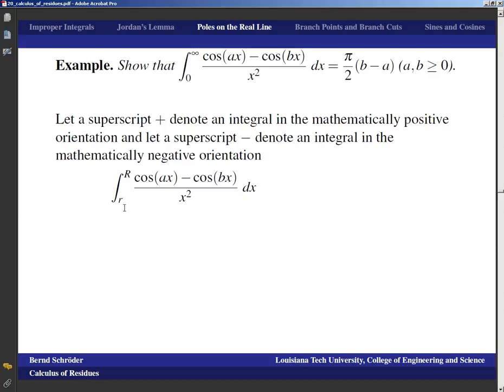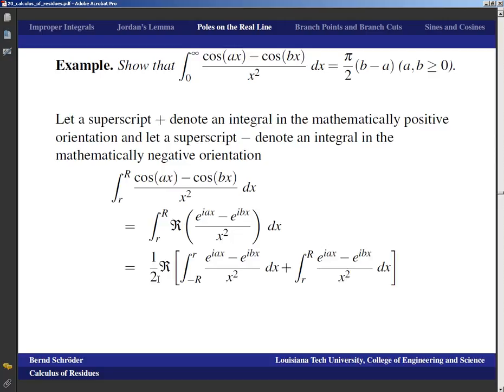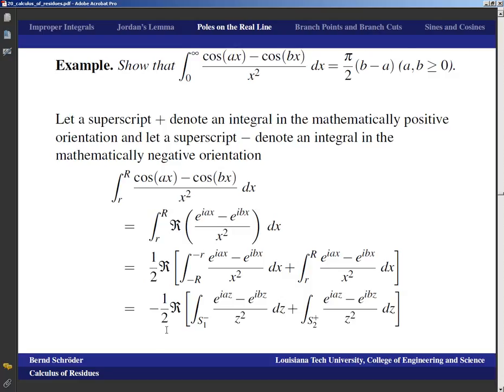The integral from lowercase r to capital R of cosine ax minus cosine bx over x squared dx. Well, that's the integral from lowercase r to capital R of the real part of e to the iax minus e to the ibx over x squared. And that's 1/2 times the real part of the integral from negative R to negative r of the integrand plus the integral from r to R of the integrand, because this thing here is an even function still. All right, well, that'll be negative 1/2 times the real part of the integral over S1 in the negative direction of the integrand, plus the integral over S2 in the positive direction.